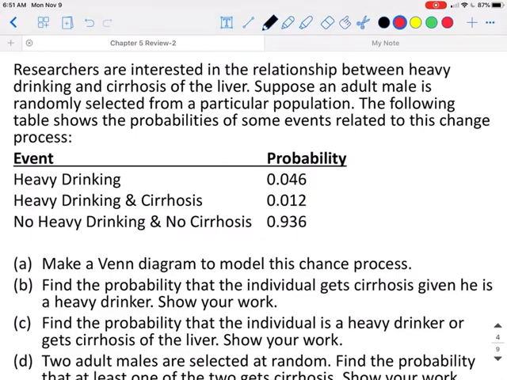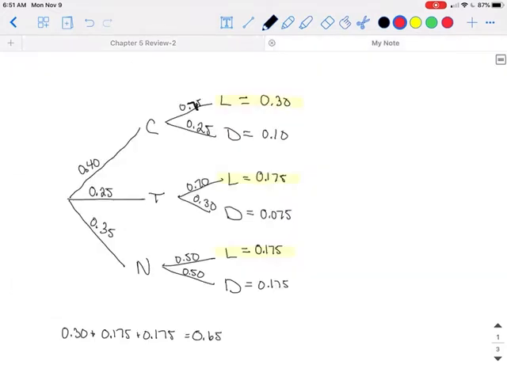Researchers are interested in the relationship between heavy drinking and cirrhosis of the liver. Suppose an adult male is randomly selected from a particular population. The following table shows the probability of some events related to this chance process. So the probability that someone is a heavy drinker is about 4.6%. The probability that they're a heavy drinker and get cirrhosis of the liver is 1.2%. And the probability that they're not a heavy drinker and they don't get cirrhosis is 0.936. We need to make a Venn diagram.